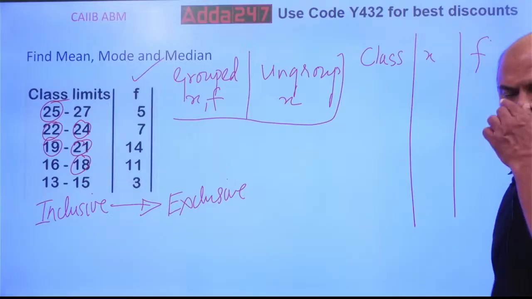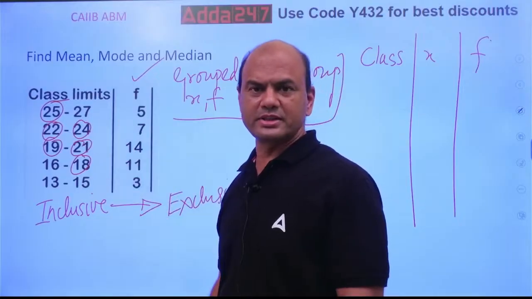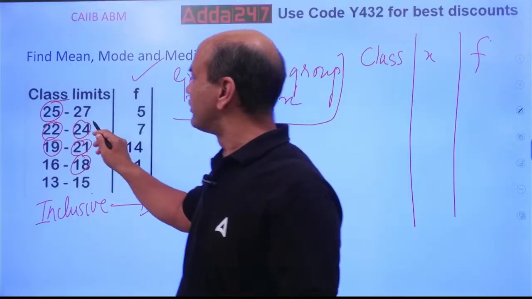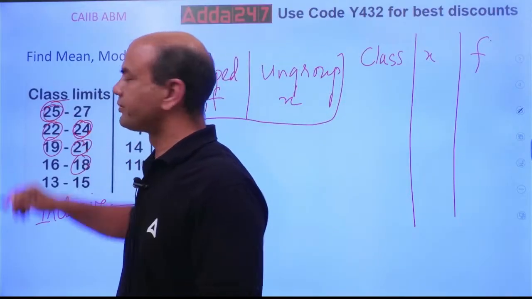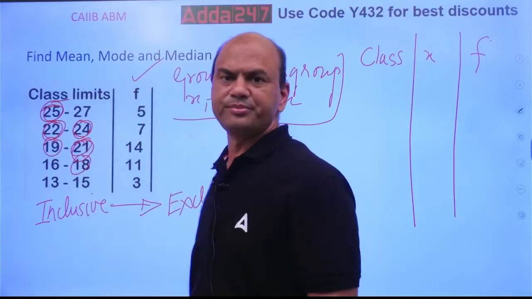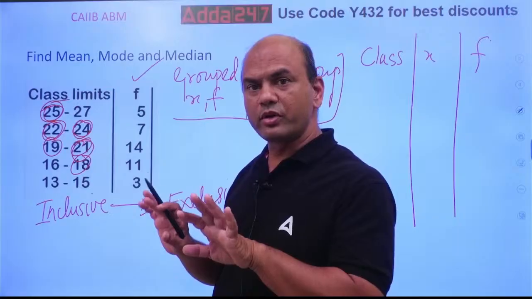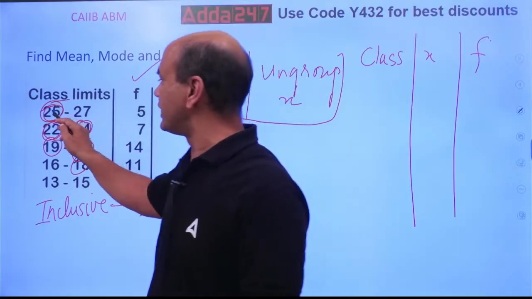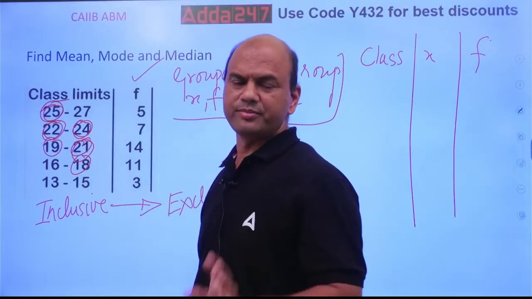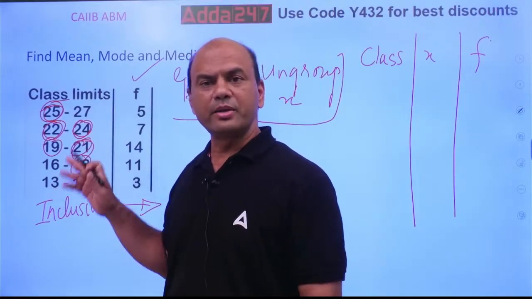Now this class, I'll directly write the exclusive class. See here, this is inclusive. Now exclusive means what? Your end should match. This 24 should match with this 25. This 21 should match with this 22. How will you make this match? You take 0.5 on both the sides. Because the difference is what? 25, 24, 1. 22, 21, 1. So 1 is the difference everywhere. Now what is half of 1? Half of 1 is 0.5. Take 0.5 here, 0.5 there.